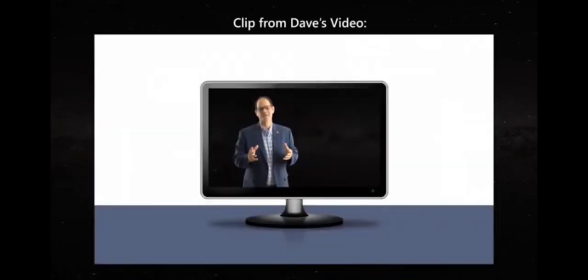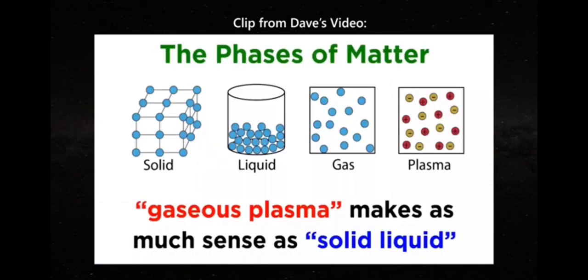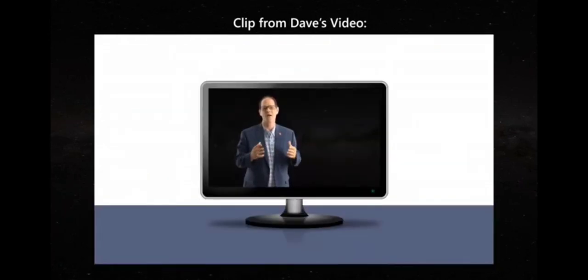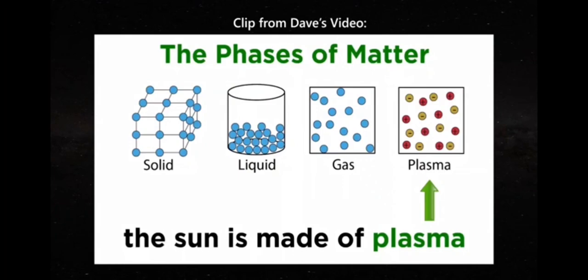"Astronomers believe that the sun's surface is an optical illusion, and that the solar body is nothing but a big ball of gaseous plasma." Saying gaseous plasma is like saying solid liquid. Gas and plasma are different phases. The sun is plasma. "In this case, it helps us to see why we view the sun today as a ball of gas, from the surface all the way down to the core." Again, no, the sun is not gas, it's plasma.